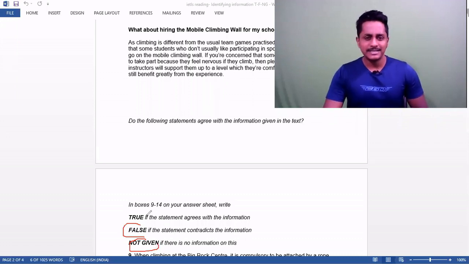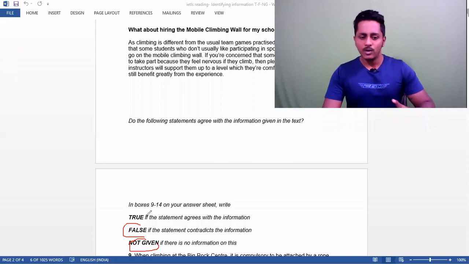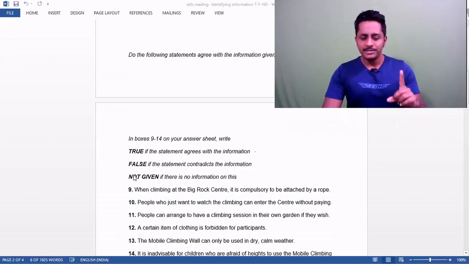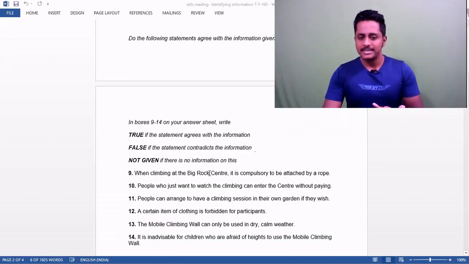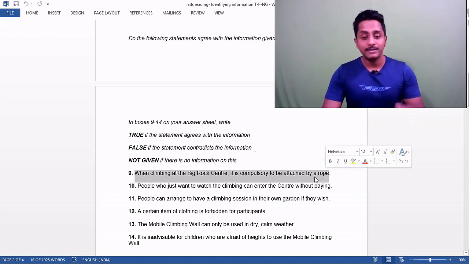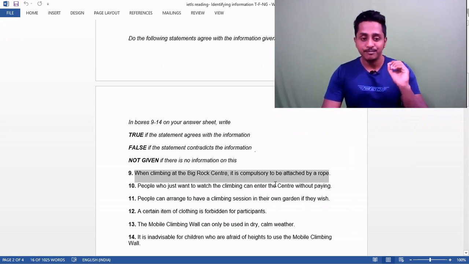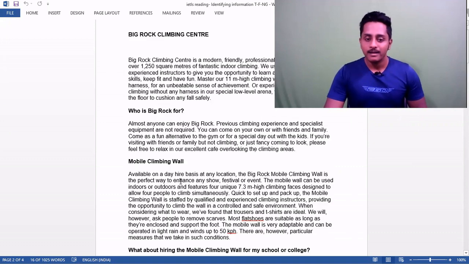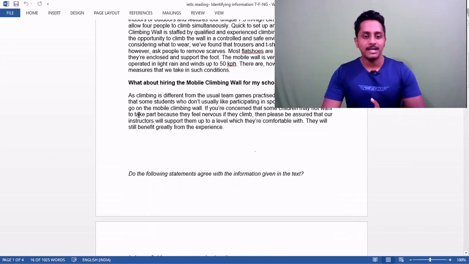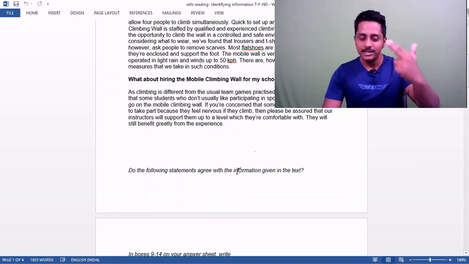Let's understand step by step. But before that, I've got one more trick for you. Take a question, let's say: when climbing at the rock center, it is compulsory to be attached by a rope. To answer this, you have to look only in the first paragraph. The answer for the first question will not be in the last paragraph. Believe me on this. It always comes in order.